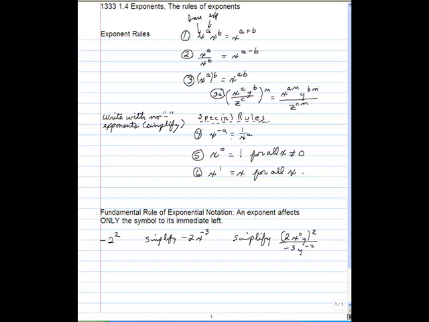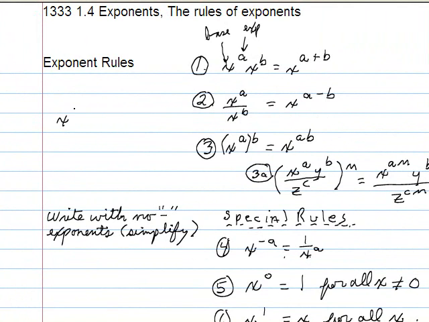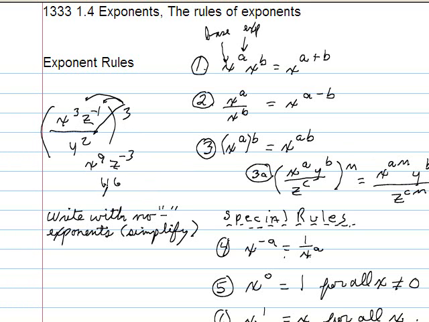So to give you an example of that, let's take a look at the following. We'll take a product on the top, x cubed, z to the negative 1. We'll put a quotient here, so we'll put a y squared on the bottom, and we'll raise all of that to the power 3. According to that rule, that power 3 should distribute to all these different exponents. So 3 times 3 is 9, so you'd get x to the ninth, z to the negative 3, because negative 1 times 3 is negative 3, over y to the sixth.